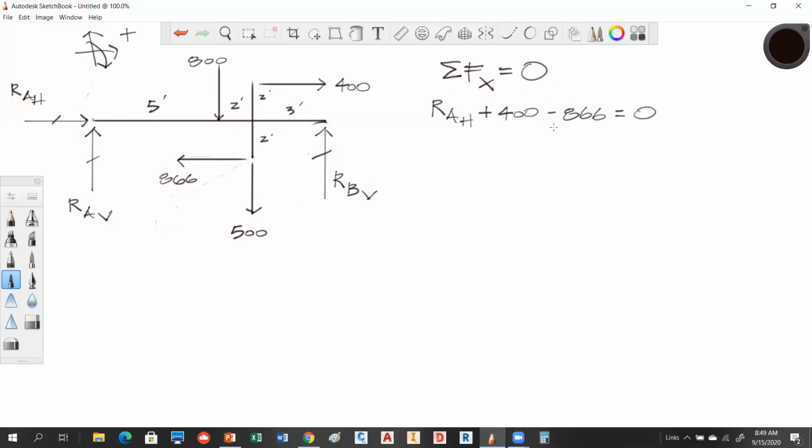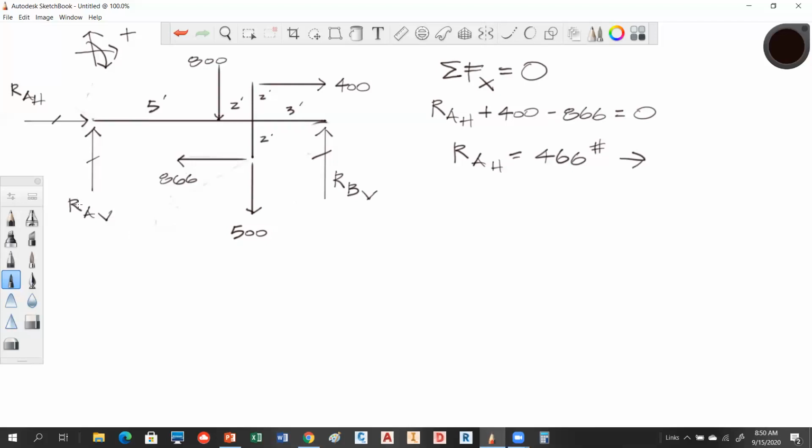So you can see that this one resolves directly. We have 400 minus 866, which gives me a negative 466. It's going to come over as a positive. That's great, because that indicates we set this up right initially. So this is going to be 466 pounds, and the positive indicates that it's going that way. So we made the right solution on that. Okay, that one resolved easily.